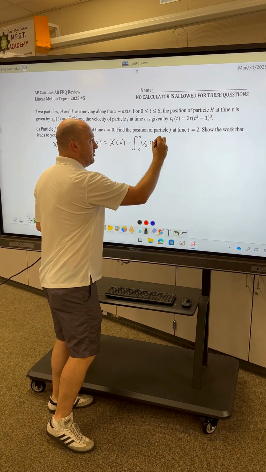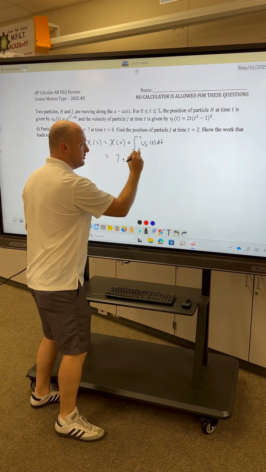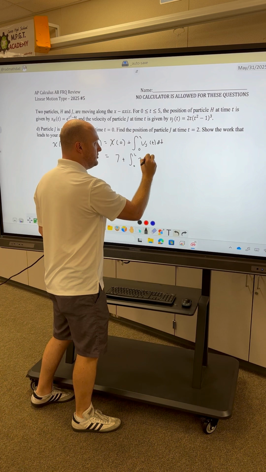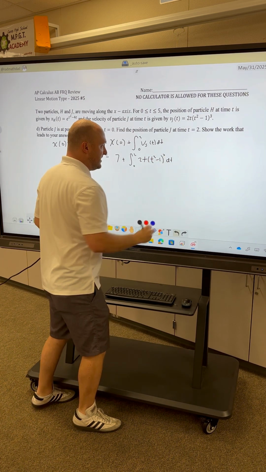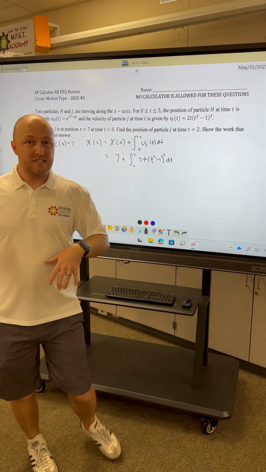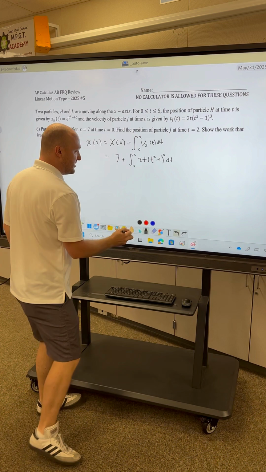So let's go ahead and plug in our function. We get 7 plus the integral from 0 to 2 of our function, which is 2t times (t squared minus 1) to the power of 3 dt. Now this integrand here is not a straightforward antiderivative, so we're going to have to utilize U substitution.